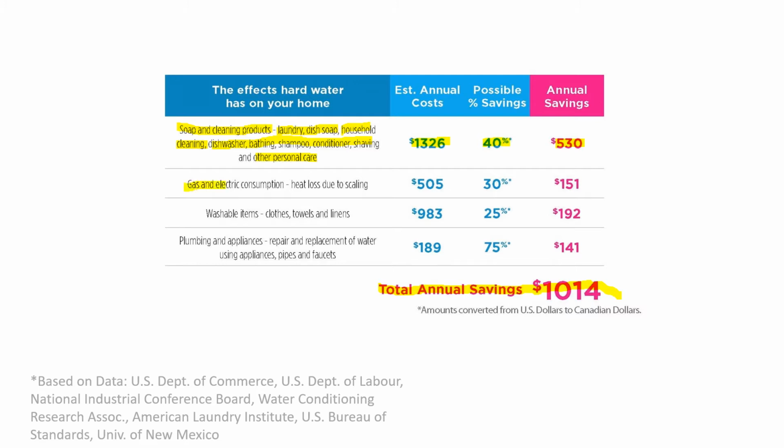There's also gas and electric consumption, which is increased heat loss due to scaling. The average family spends about $505, could be saving about 30%, which works out to $151.